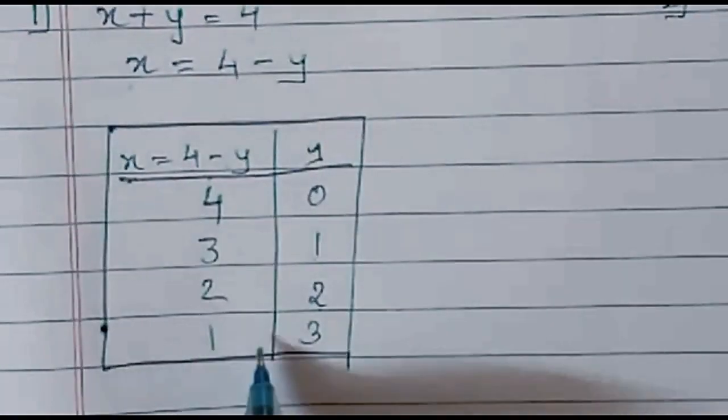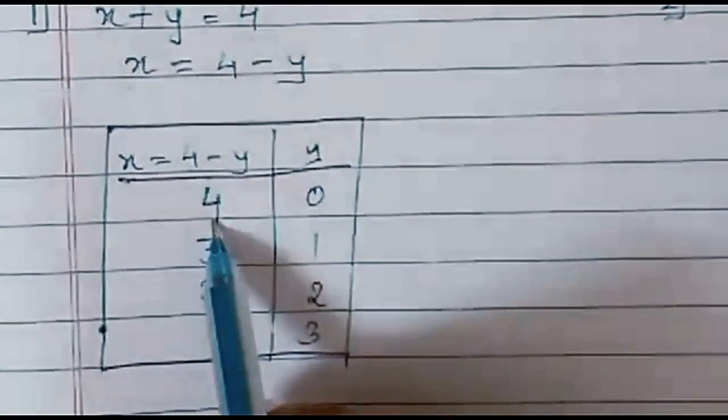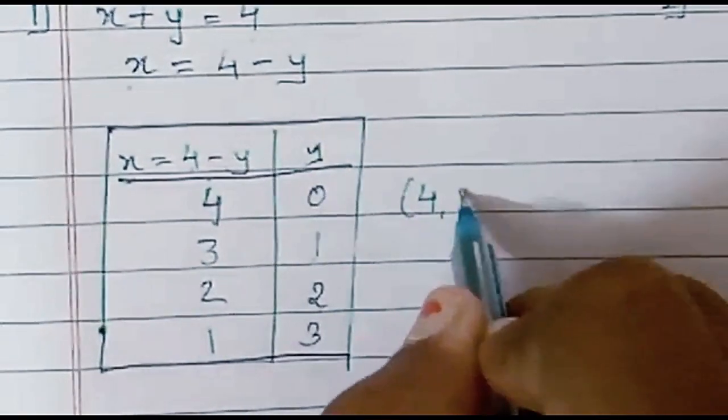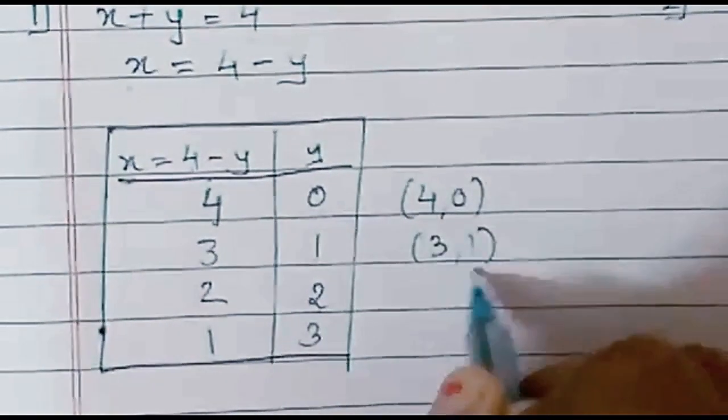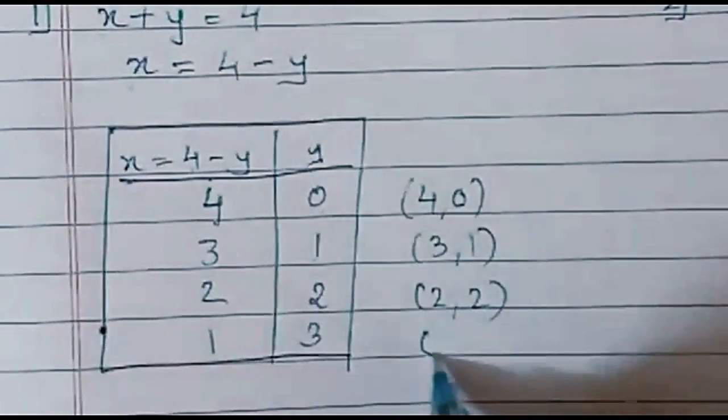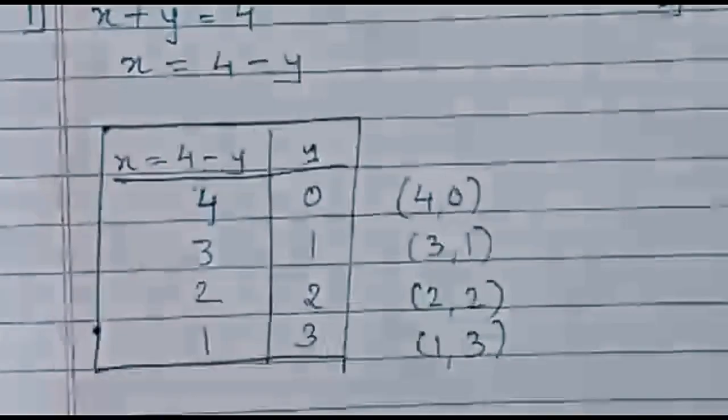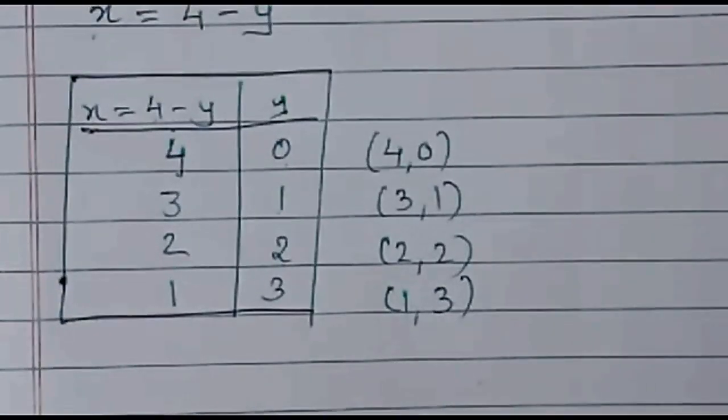So in this way you can find out the ordered pair. If you want, you can write 4, 0, 3, 1 and 2, 2 and 1 and 3. In this way you got 4 points, and now you can plot a graph for this.